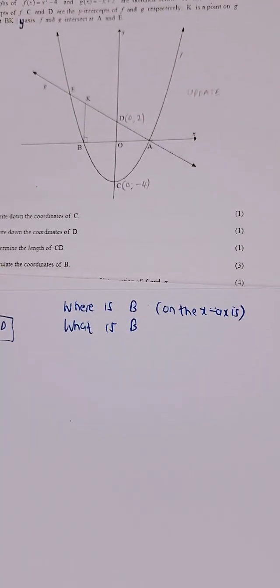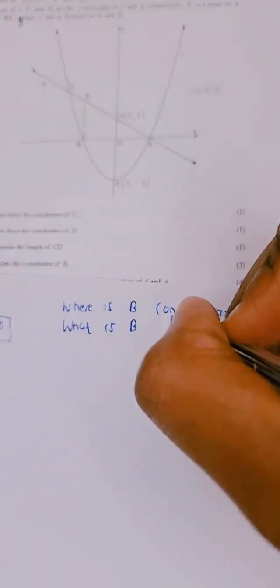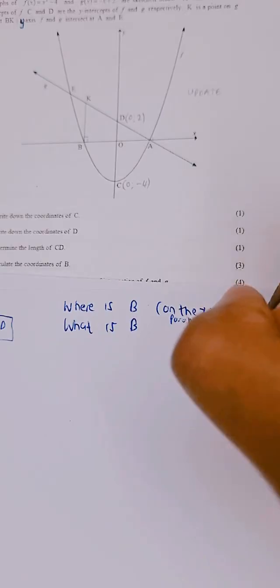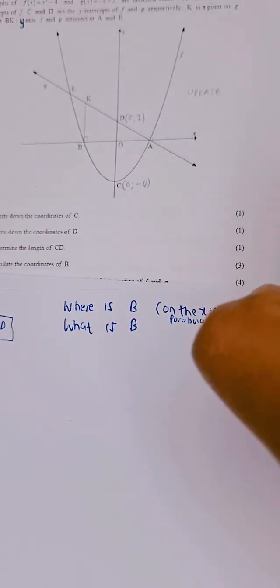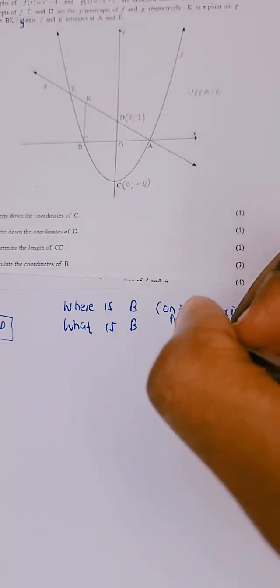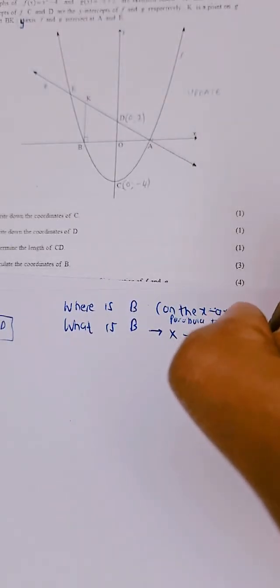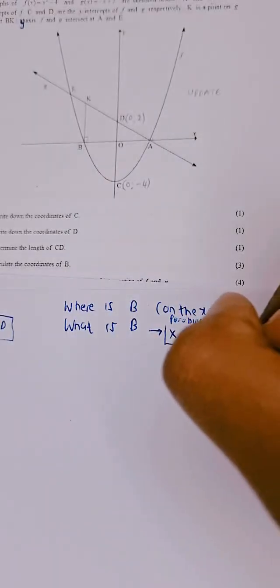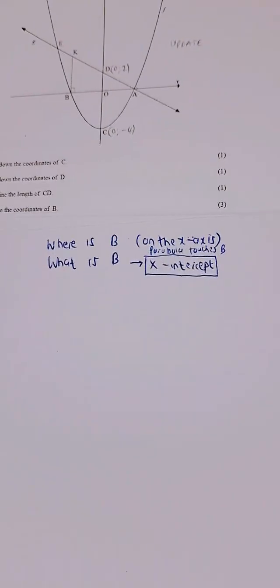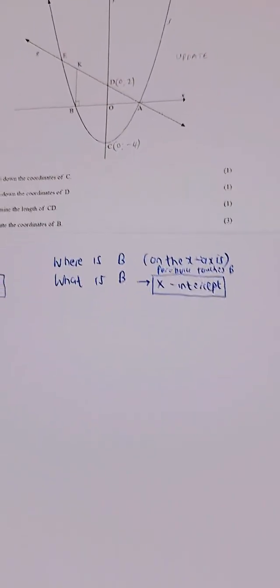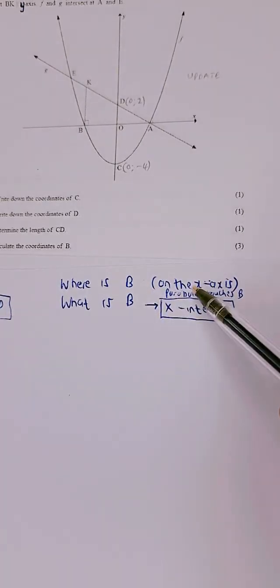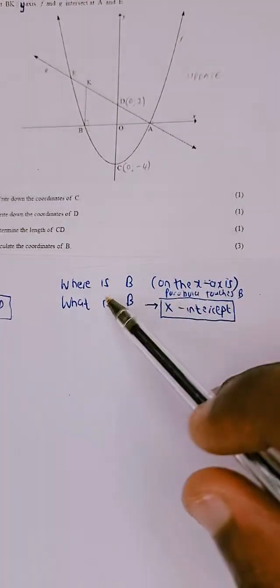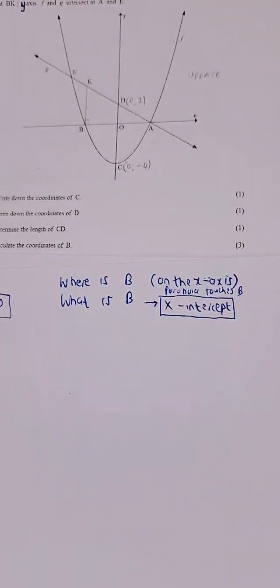It's on the x-axis, and the parabola touches B as well. Or let me say f touches B. Then what is B? Your x-intercept, as Nombali, our amazing teacher, says in the comment section. So then what are we going to do this time round? If we know that B is on the x-axis, the parabola touches B, and B is the x-intercept.